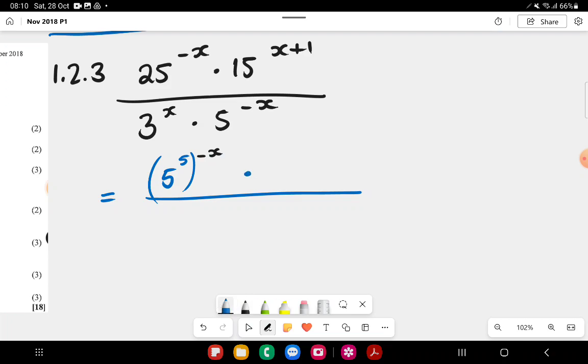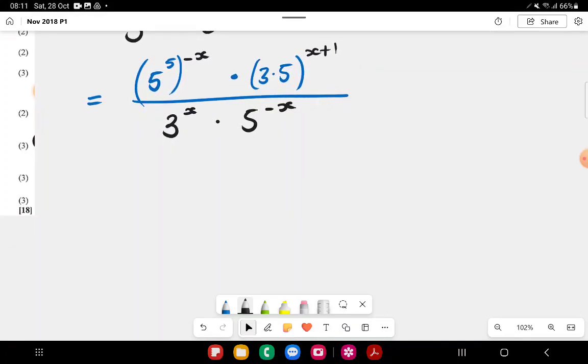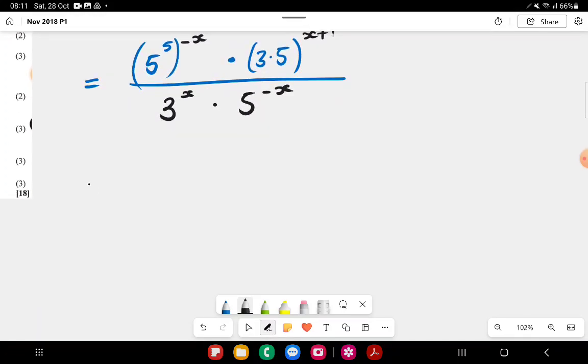And I multiply this by 15. 15 is 3 times 5 in brackets. On the outside, x plus 1 stays untouched. At the bottom, I have 3x untouched times 5 minus x untouched. Okay, now that I have my prime factor bases, I can see my bases are either 5 or 3. So now I can start.